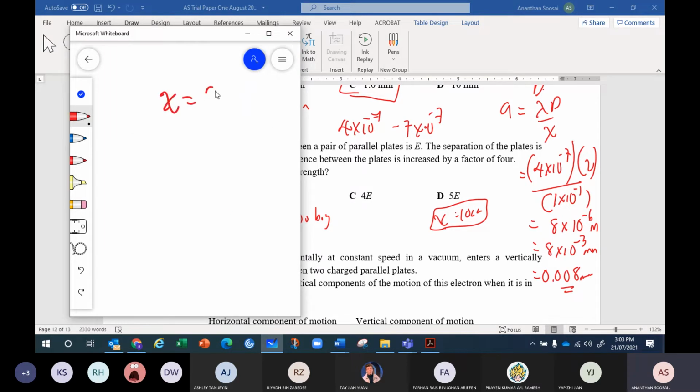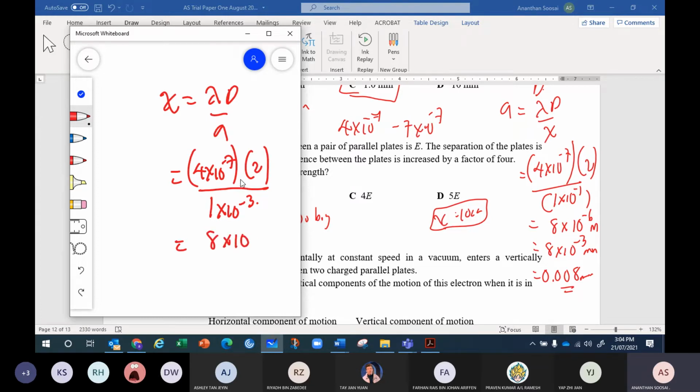Okay, let's check the x = λD/a. They say the answer is 1 mm. If you put a as 1 mm, that means 1 times 10 power of negative 3. Lambda is 4 times 10 power of negative 7 meter. D was 2. How much x do you get? It's 8 times 10 power of negative 7 over 1 times 10 power of negative 3. So what do you get? 8 times 10 power of negative 4, right? Meter.